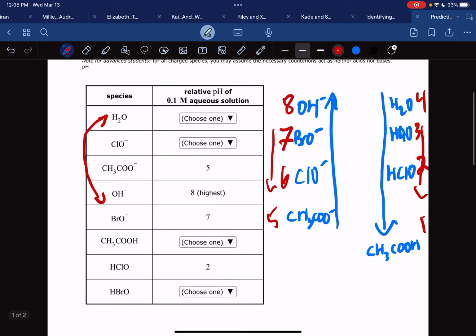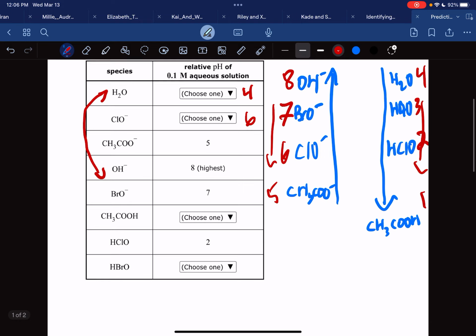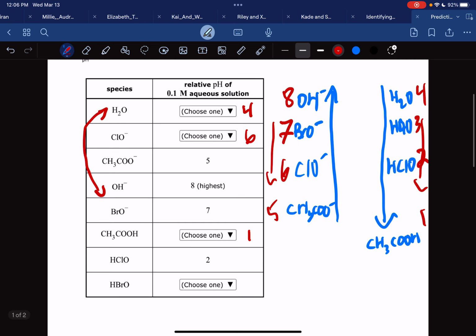So when we go through our numbering system here, we have H2O, which is going to be a 4, and we're going to put that in right here as a 4. Our ClO minus, we've just discovered that that is a 6. So we're going to put that in over here as a 6. We know our CH3COO minus over here ended up being the lowest pH, or the strongest acid, so we're going to put a 1 right here. And then finally our HBrO, which is this guy right here, is going to be a 3.